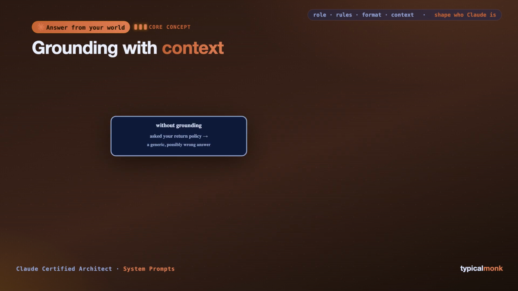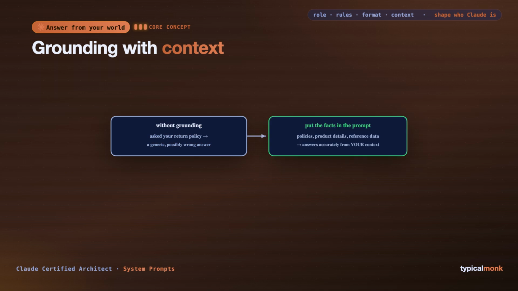The final piece is giving Claude the knowledge it needs to answer for your specific application, grounding it with context. You do this by placing the relevant facts directly into the system prompt: your company's policies, your product details, the reference data Claude should rely on. If Claude is a support agent for your store, you might include the return policy, the shipping options, and the current promotions. Now, those facts are right there in front of it as it answers, part of the frame for every reply. The effect is that Claude answers from your context, not merely from its general knowledge.